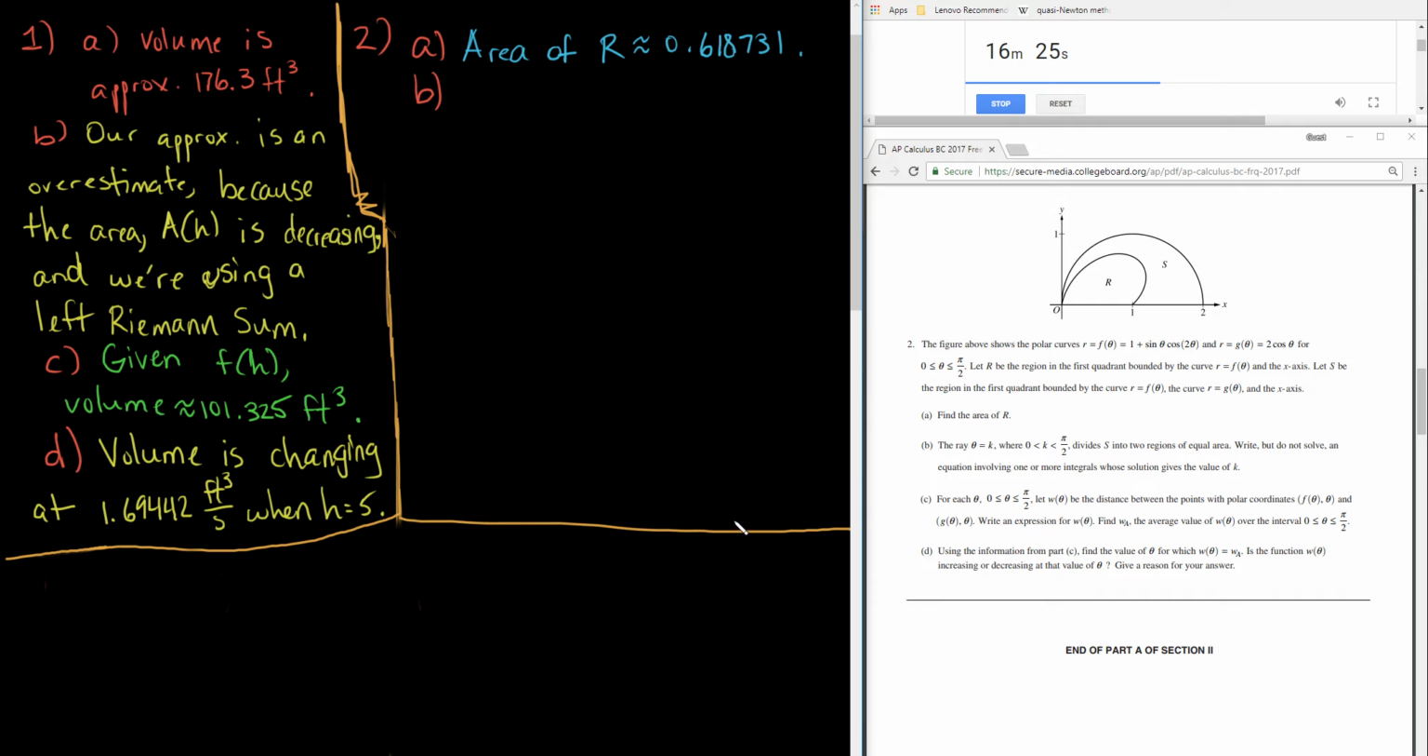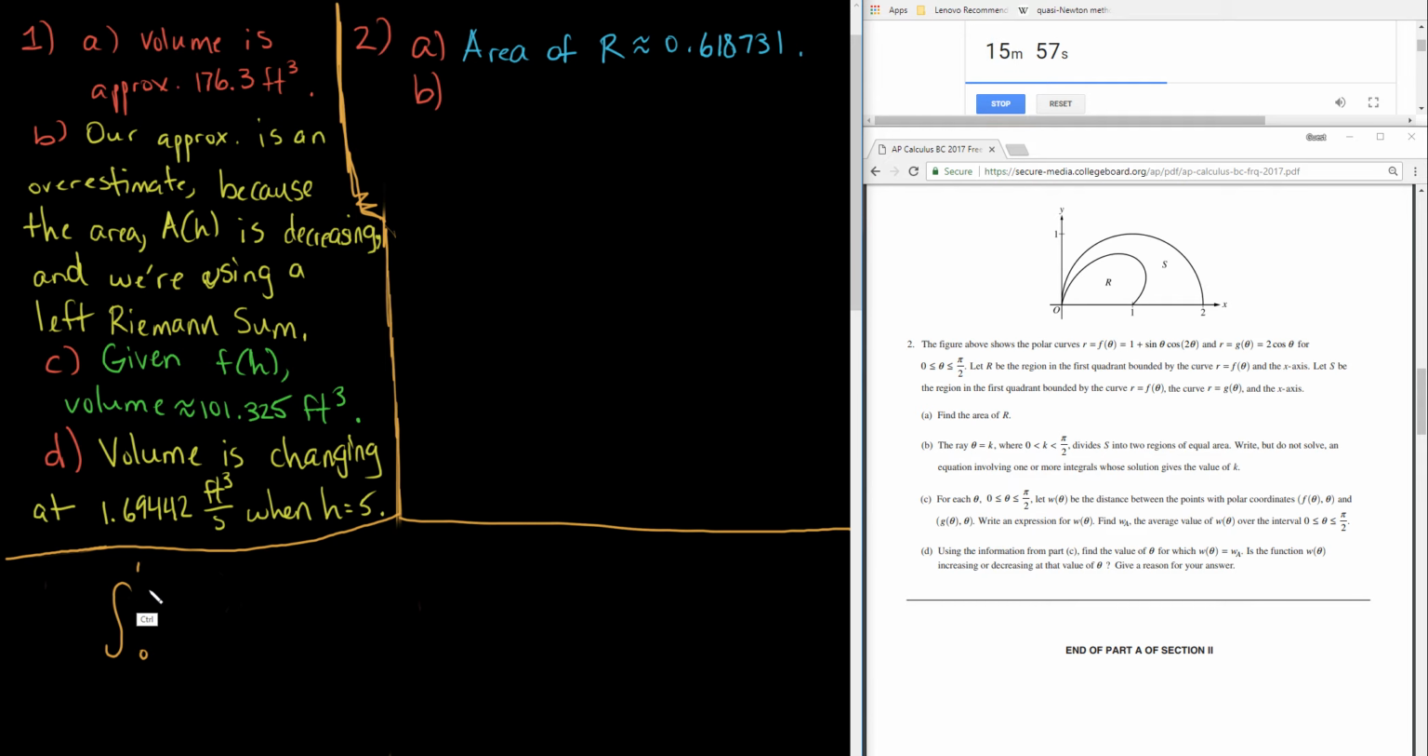Alright. B. The ray theta equals k, so now we just have a line. The ray theta equals k, where k is between 0 and pi over 2, divides S into two regions of equal area. But do not solve an equation involving one or more integrals whose solution gives the value of k. Okay, so it divides S into two equal parts. So we're trying to find the region above k and below k.